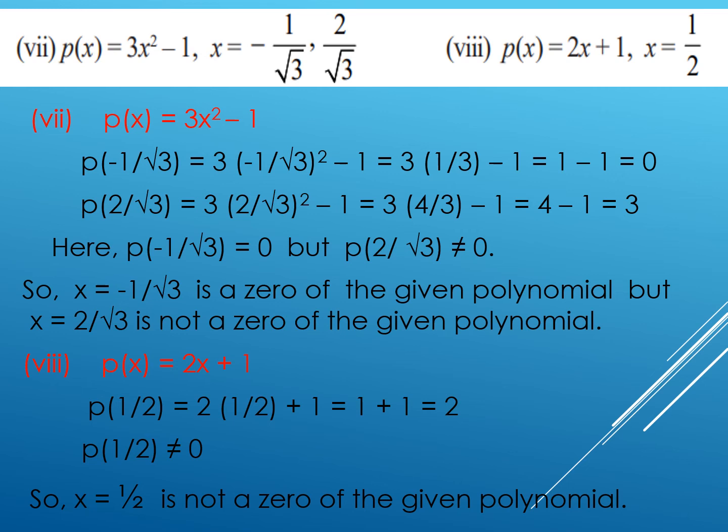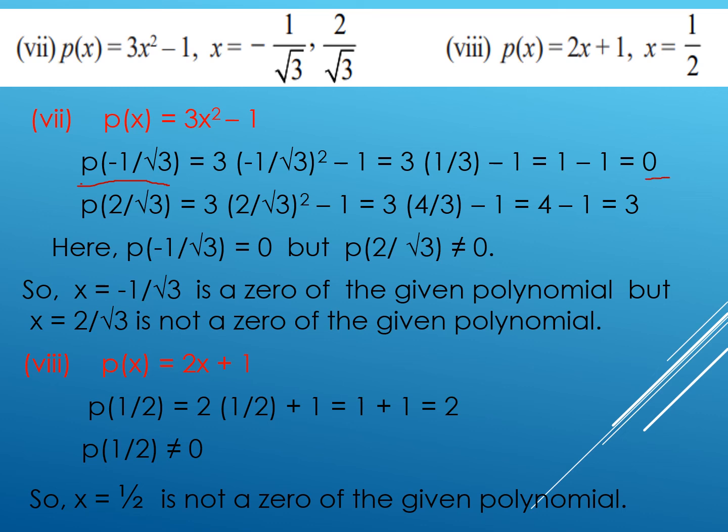So here first we will put the value of the variable as minus 1 upon under root 3. So we are getting p(minus 1 upon under root 3) is equals to 3 multiplied by (minus 1 upon under root 3) whole square minus 1. And after solving we are getting it as 0.